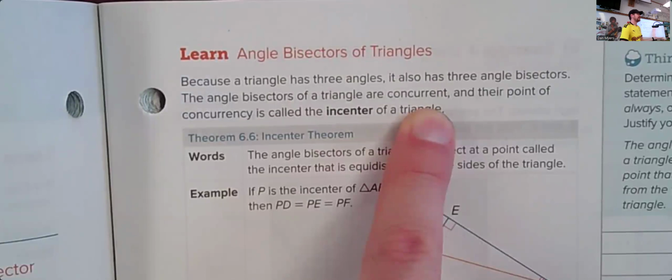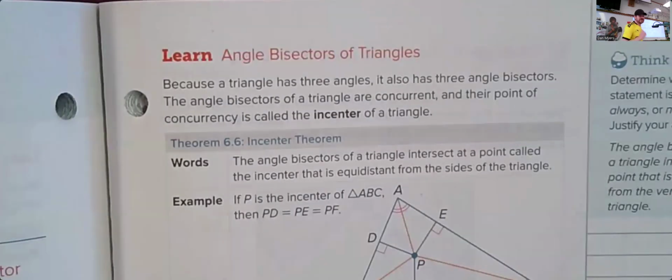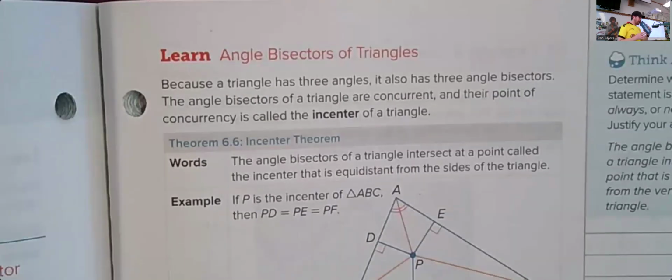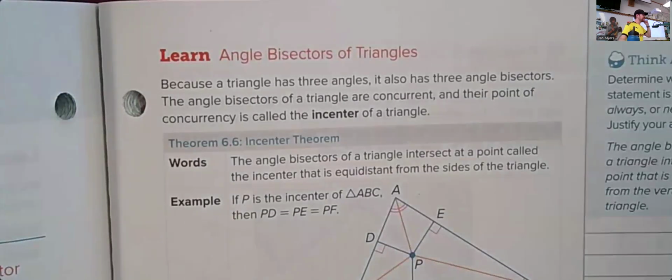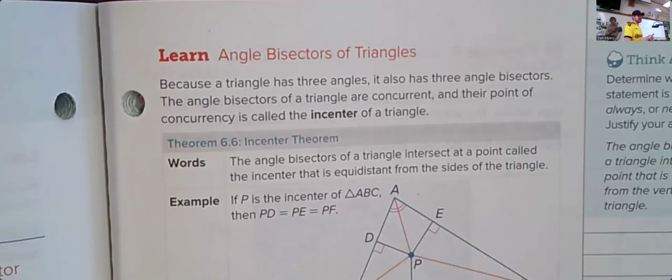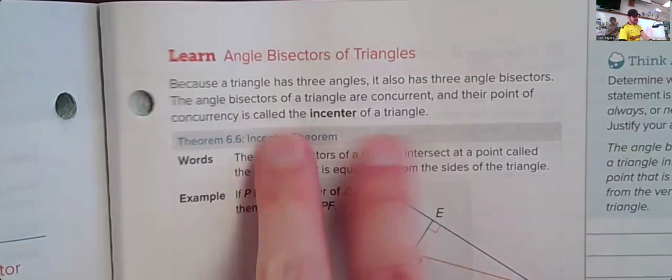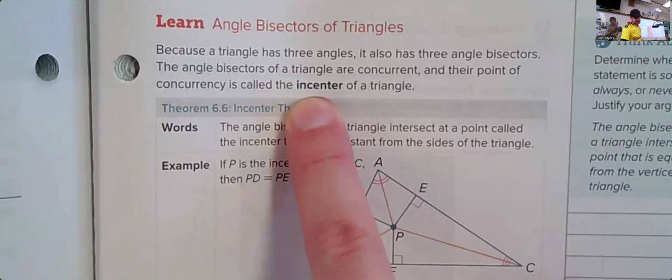Concurrent just means, what does concurrent mean? Anybody remember? It's in your notes. Flip back a few pages. Go to page 350. What does concurrent mean? Yeah, concurrent means that they all intersect at the same place. So the three angle bisectors of a triangle will all intersect at the same place, which in general is called a point of concurrency. But specifically with perpendicular bisectors, it was called the circumcenter. With angle bisectors, that point of concurrency is called the incenter.